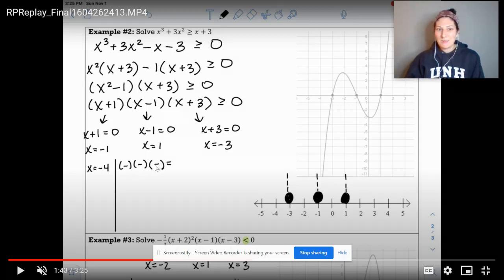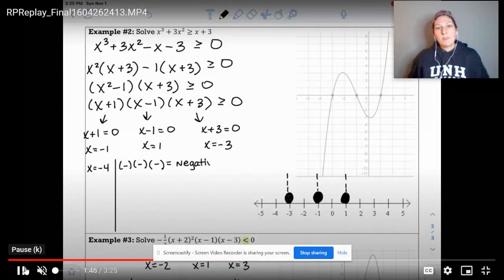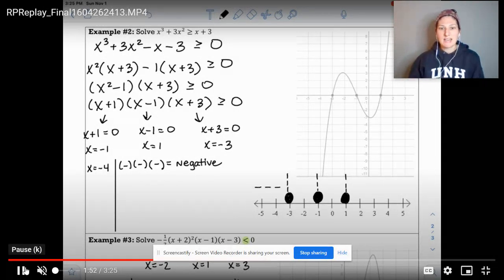So I don't have to write down the particular number. I just care big picture. Is it positive or negative? And if I have an odd number of negative numbers that I'm multiplying together, my end result is going to be negative. On the number line in that region, I'm going to mark it up with negative symbols. And then I go to my next region to test.